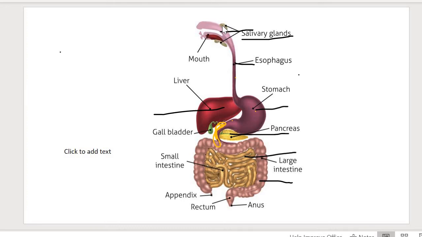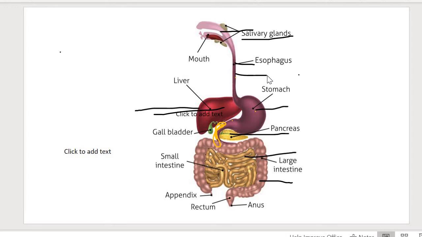After the digestion in mouth, which nutrient is first digested in mouth? That is carbohydrate. By which enzyme is it digested? It is digested with the help of ptyalin or salivary amylase. Salivary amylase helps in digestion of carbohydrate and converts it into maltose. Maltose is a kind of sugar which imparts sweet taste to food.